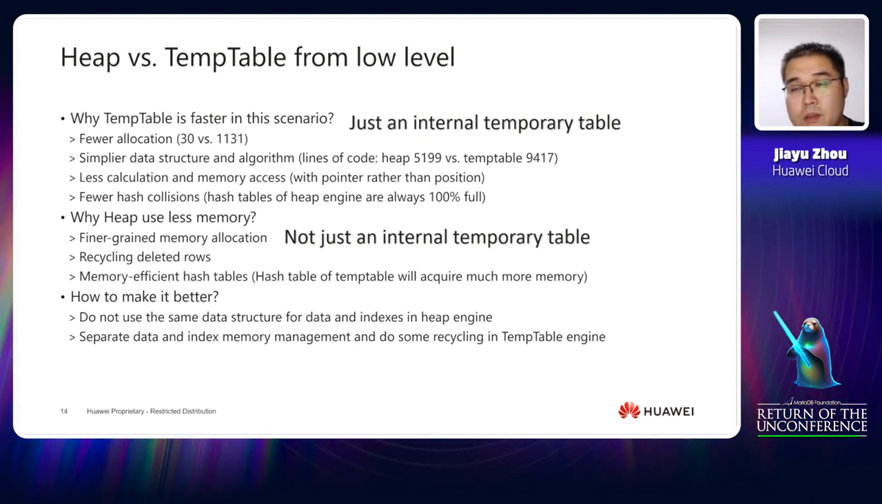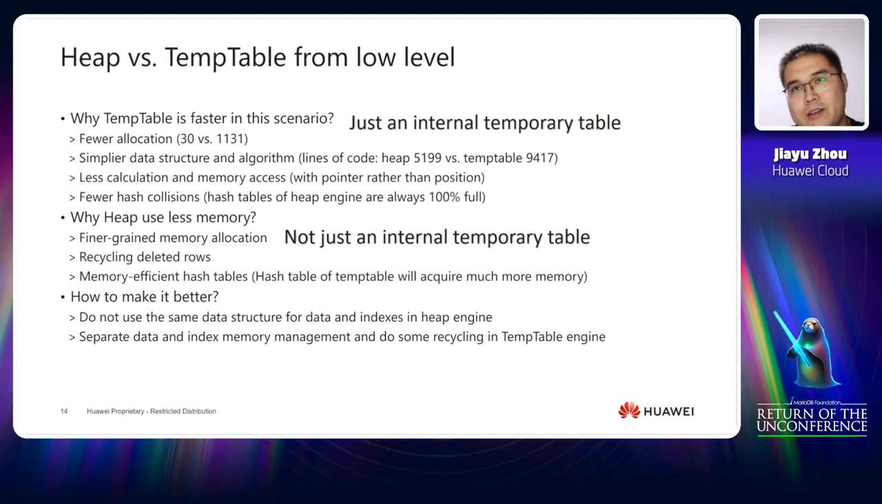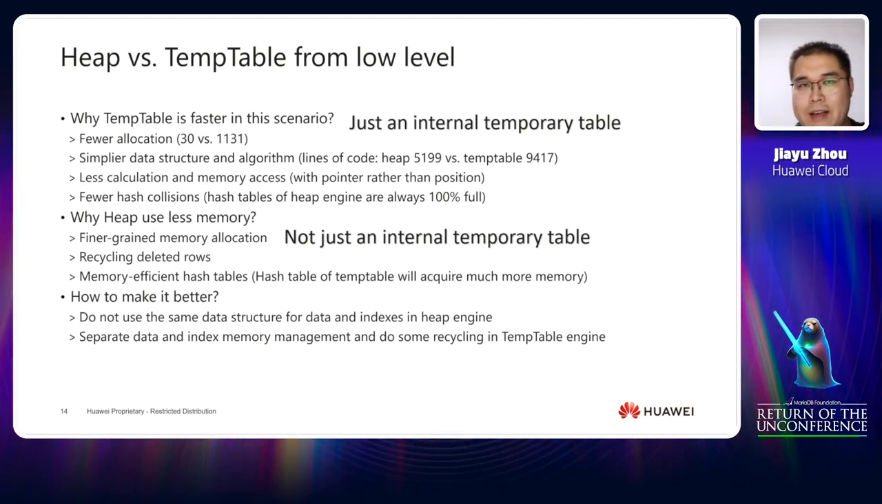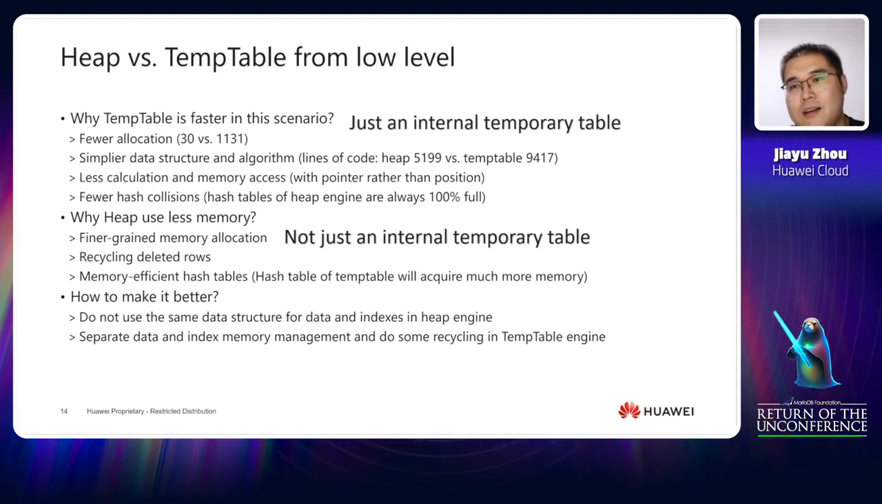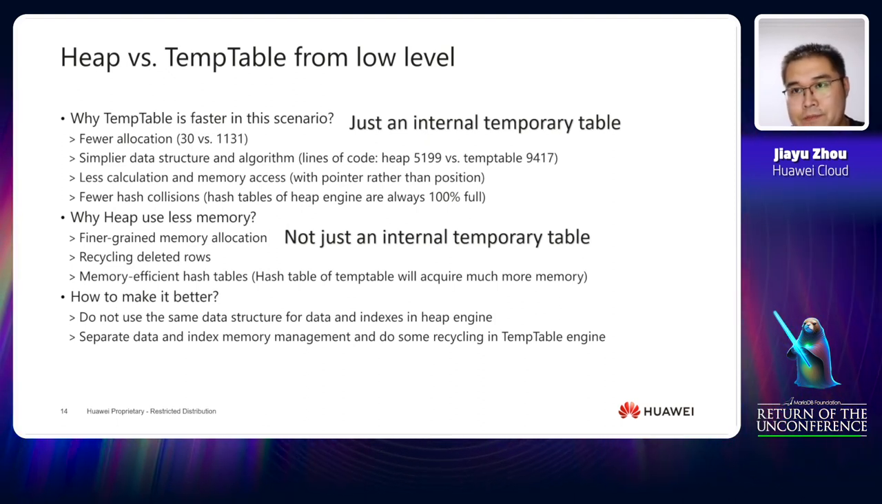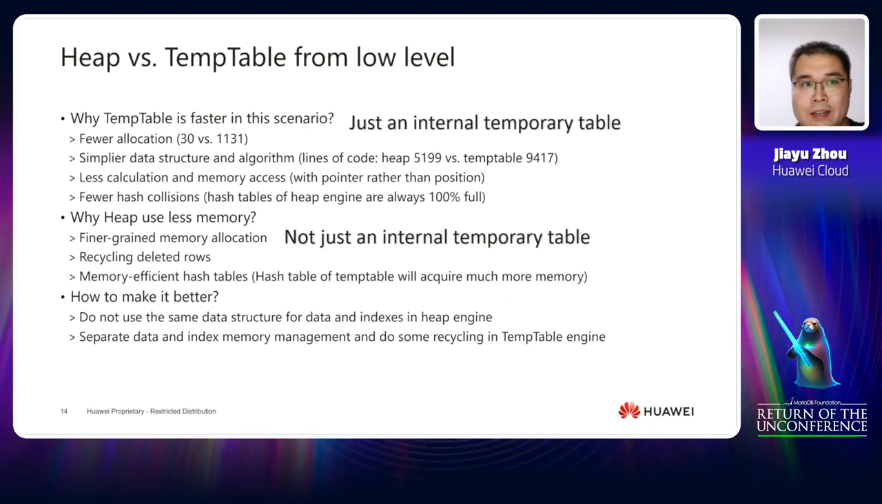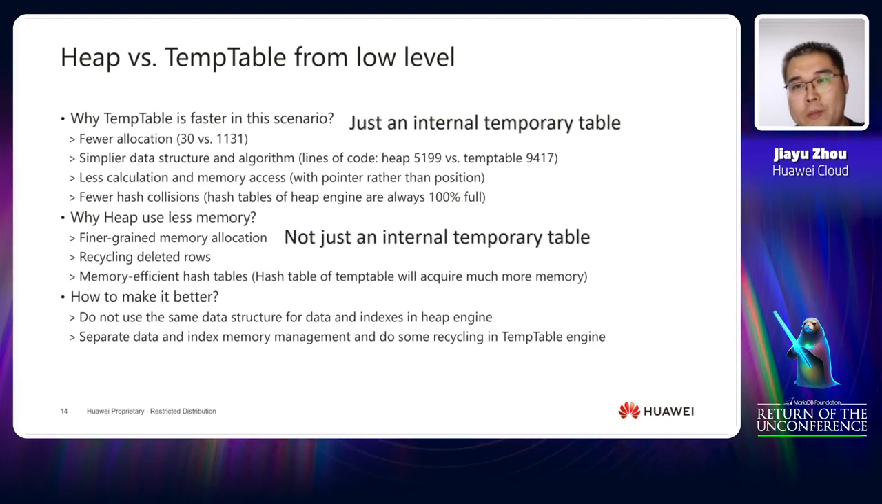Because for now, we are using the same allocator for both data and index. For data allocation, every time we allocate 46 kilobytes, but it's more careful for index, STL containers, or temporary allocation. So if we can separate them, we can optimize the data memory management. But even with this optimization, the performance and memory efficiency of the two are still different.